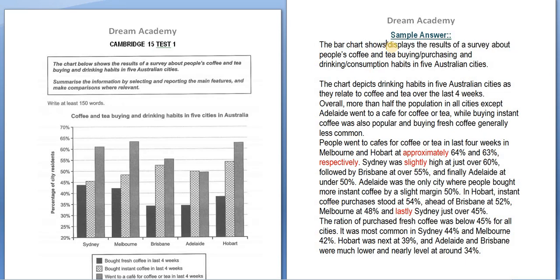So instead of shows, we can use displays. So the bar chart displays the result of a survey about people's coffee and tea buying. So instead of buying, we can use purchasing, and instead of drinking, we can use consumption. So now, what does the sentence look like now? The bar chart displays the results of a survey about people's coffee and tea purchasing and consumption habits in 5 Australian cities.